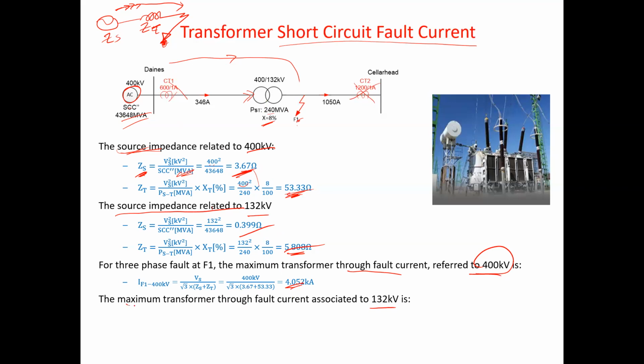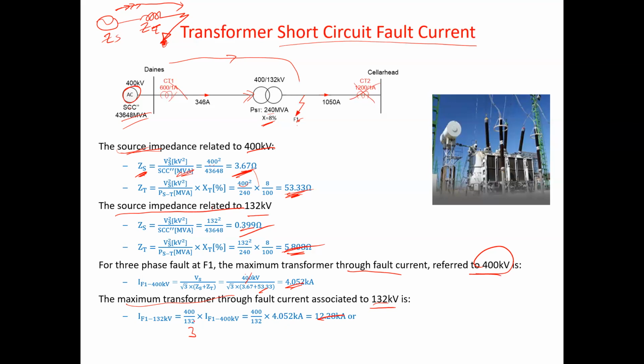And then if we had to calculate the maximum three-phase fault at 130 kV, well, we just change this one, or we just multiply by 400 divided by 132, which is the turn ratio we calculated. Or we can do it this way as well. We can just change 130 to this one, and instead of 3.67, we change this value. And then instead of 53, we just change this one, this 5.8. Then we can get 12.28 kiloamp.